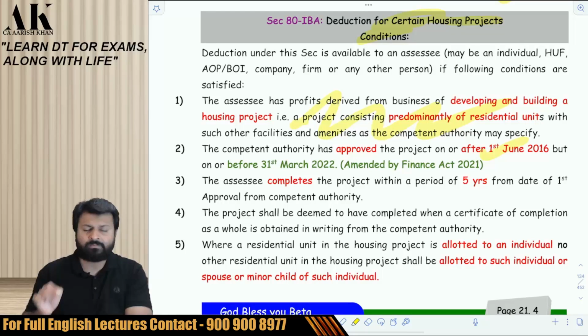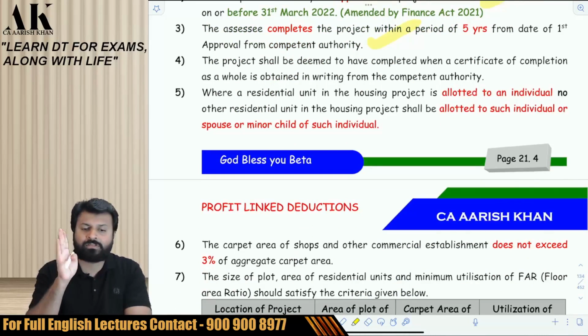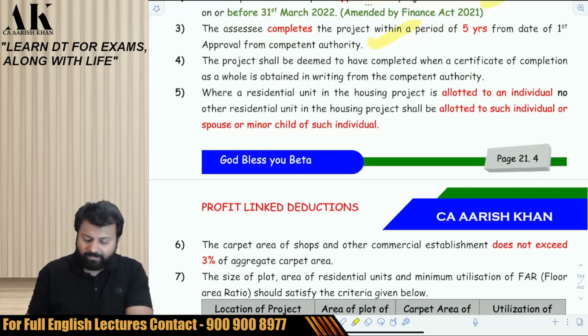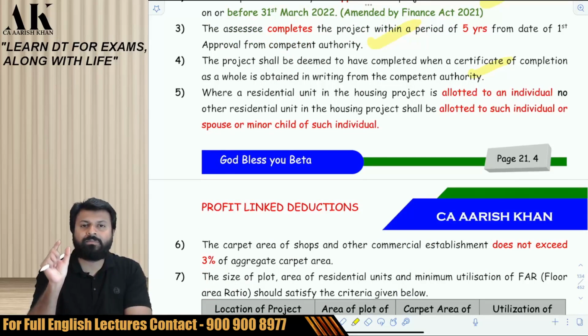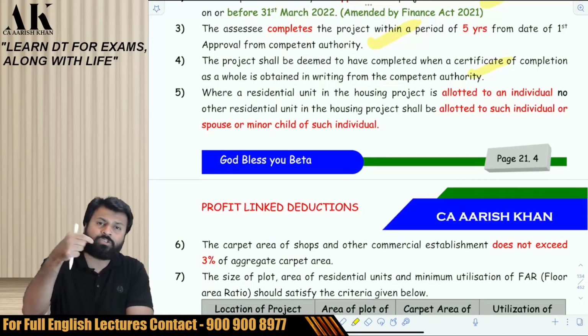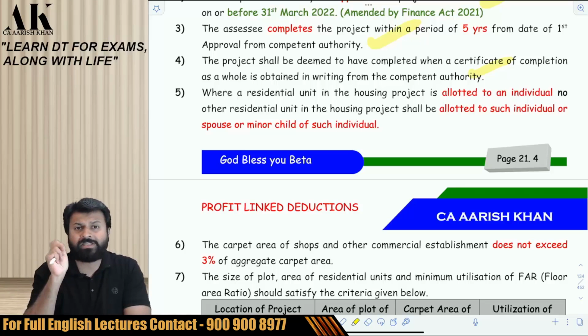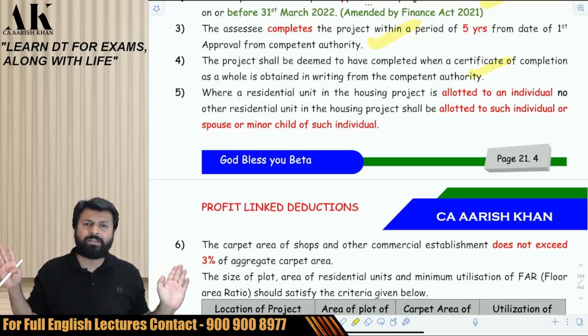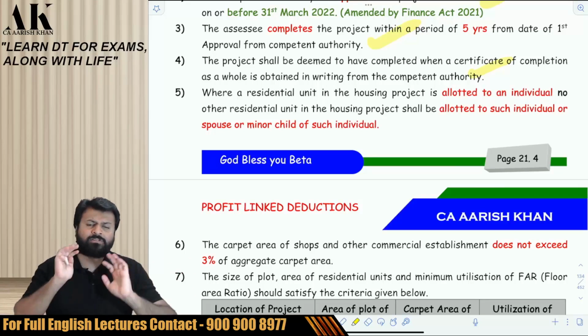This is first thing. Second, your project should be approved between 1st June 2016 to 31st March 2022. Again, this is amended by Finance Act 2021. Earlier, it was March 21. Now, it is March 22. Third, your project should be completed within 5 years from the date of first approval. Fourth, your project will be considered as completed when the competent authority will issue a certificate of completion. At that time, you can say that my project is completed, and then you have to check, is it completed within 5 years or not?